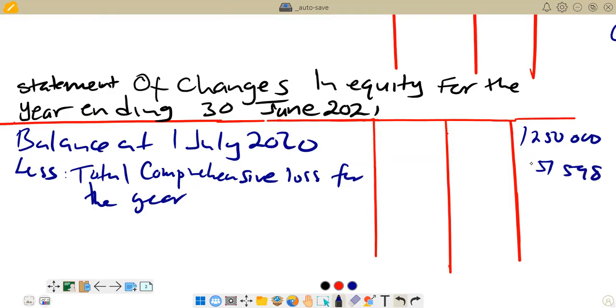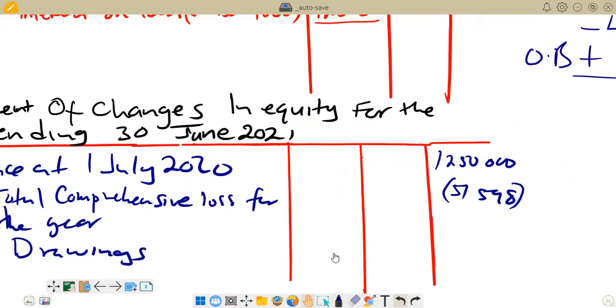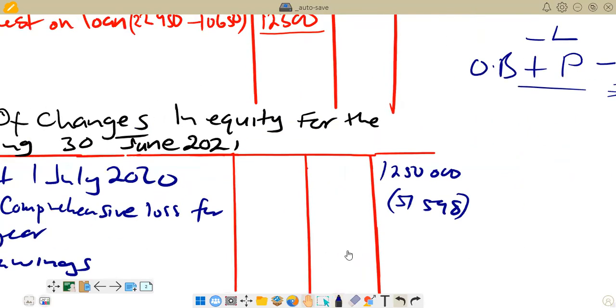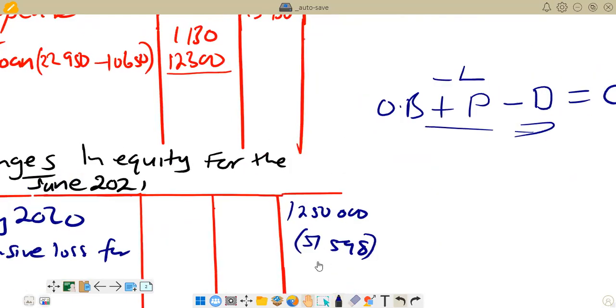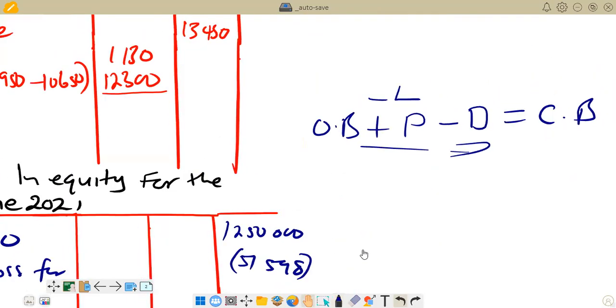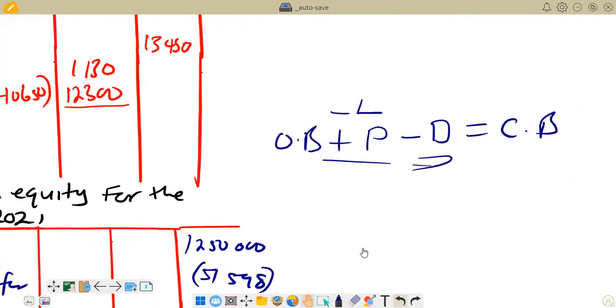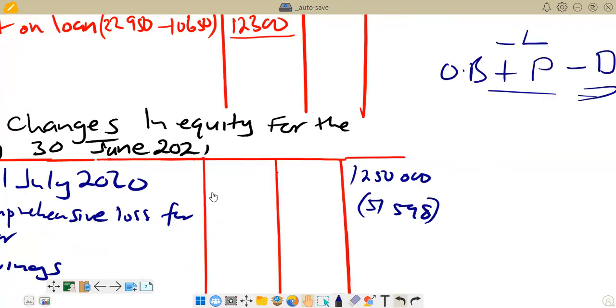Remember, that's the figure that we got for the statement of comprehensive income. Then we also less drawings according to the formula that I gave there. In terms of the calculation of the closing balance, here we've got the opening balance. We add profit if there's profit, or less loss if we have got a loss. Then we less also drawings here, and then we get our closing balance. So basically, that's what we are just trying to summarize there.